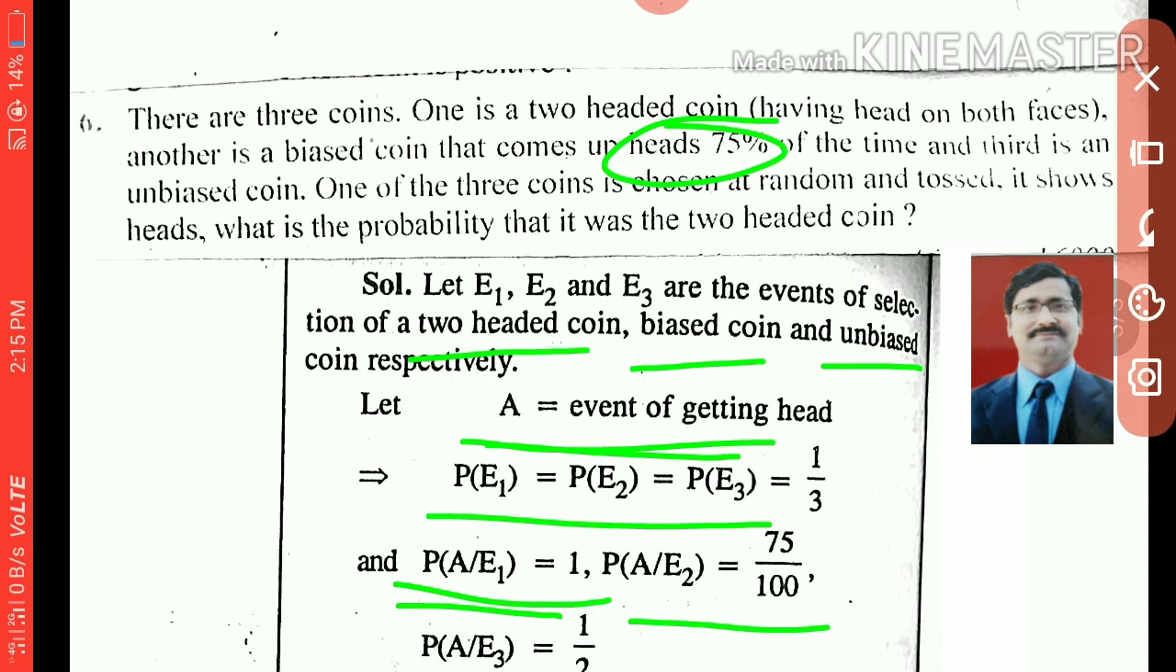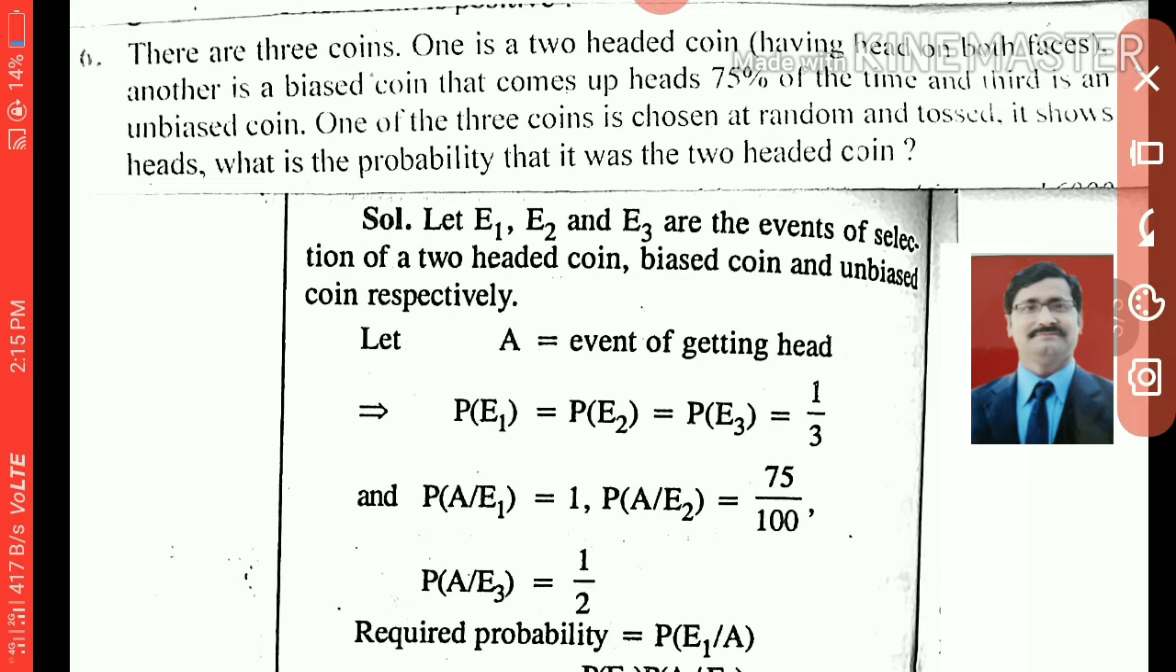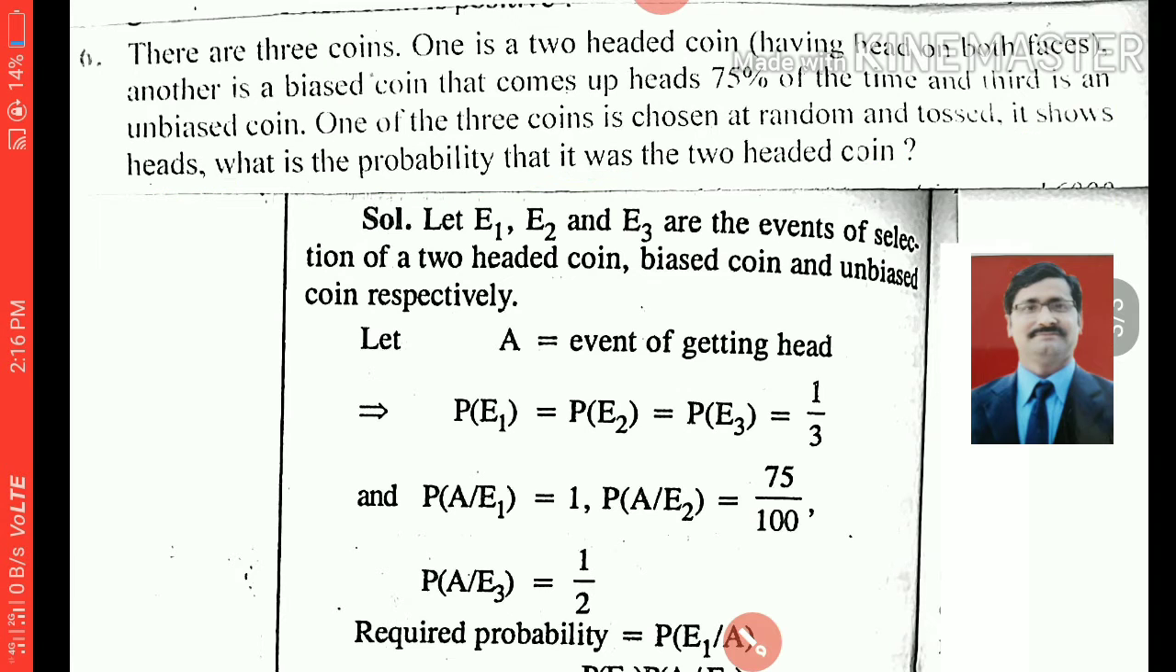So P(A|E2) is 75/100. A|E3 means the unbiased coin, unbiased means you can get either head or tail, so P(A|E3) is 1/2. Now what do we have to find? It is given that it shows heads, and you have to find the probability that it was a two-headed coin, which means we have to find P(E1|A).